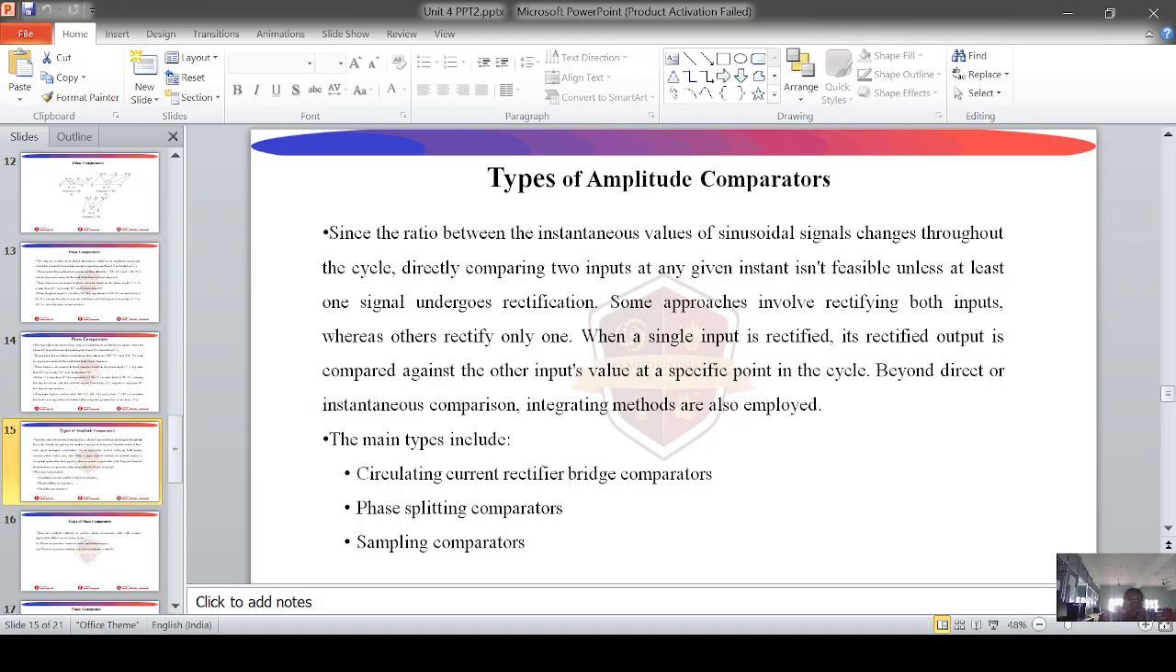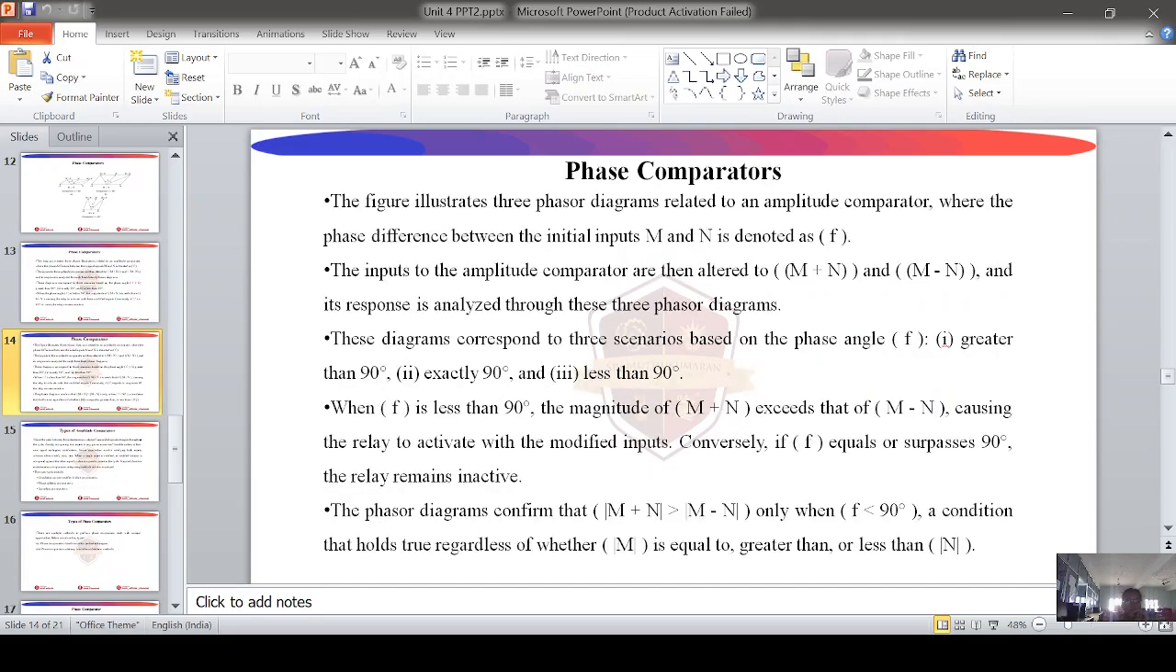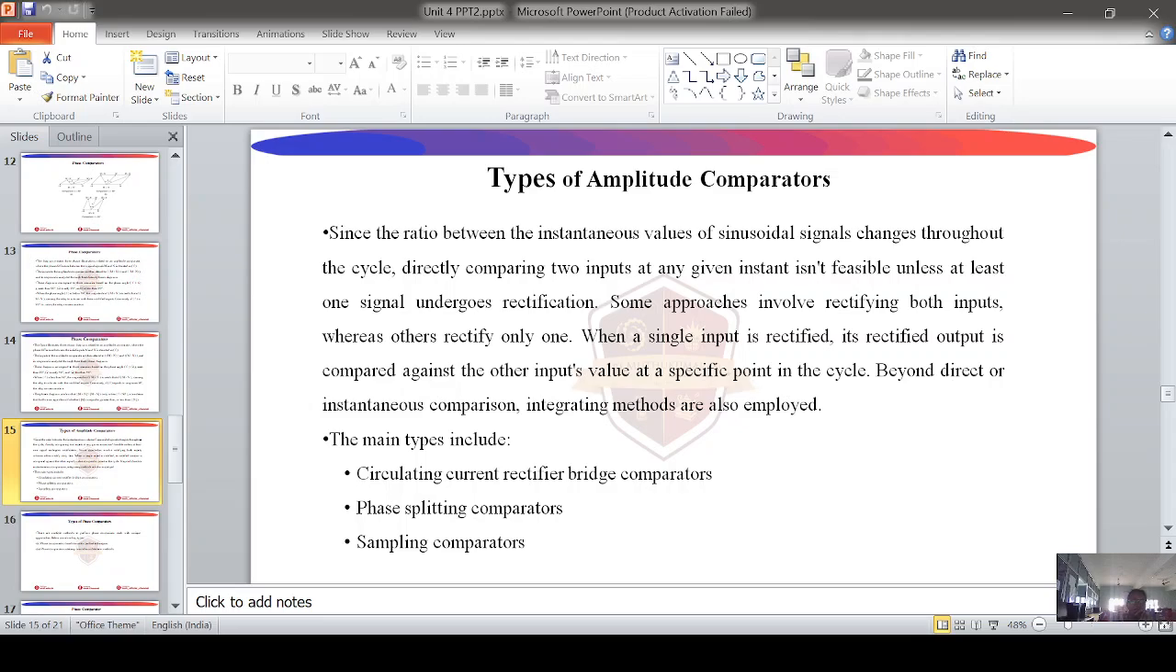Comparator techniques. Direct comparison is difficult due to varying signals, so rectification or integration methods are used. Signals are processed before comparison. This improves accuracy of relay operation.